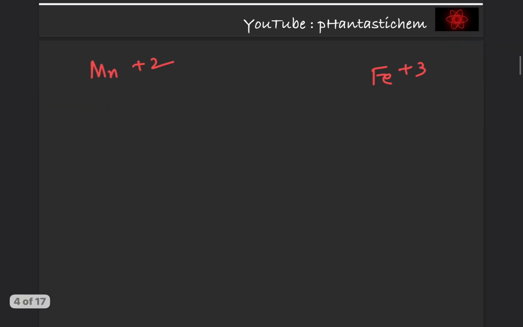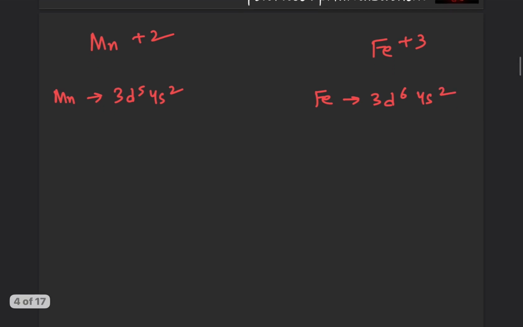Okay. Next we have Mn+2 and Fe+3. The configuration of Mn is 3d5 4s2. The configuration of Fe is 3d6 4s2. For Mn+2, we remove electrons from 4s, so it will be 3d5.